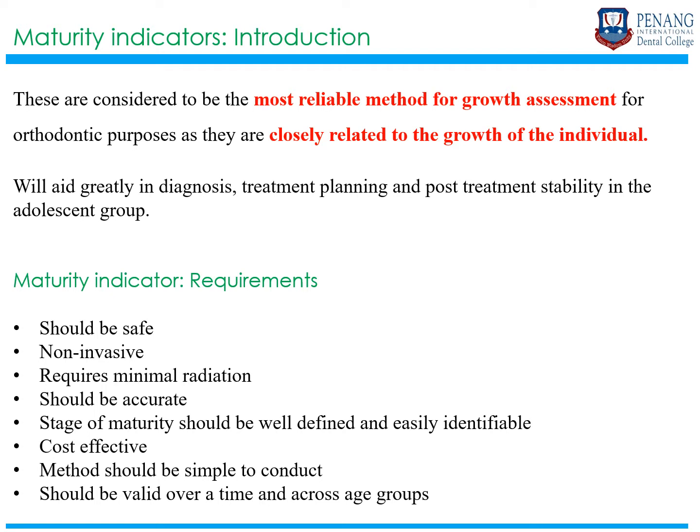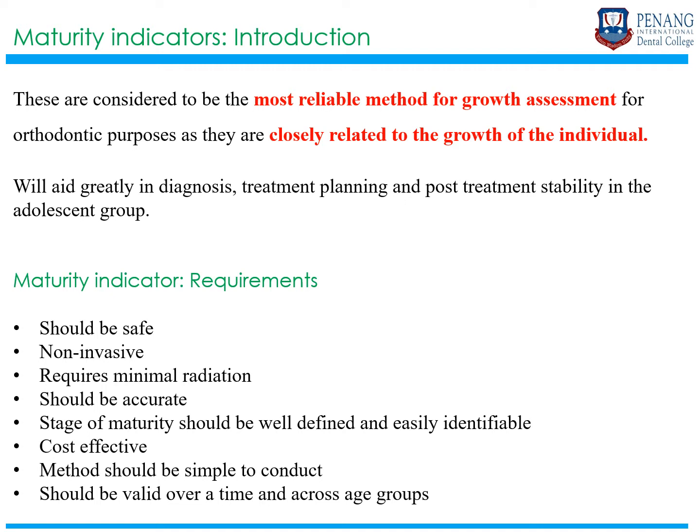So basically what happens here is by understanding maturity indicators, you're able to determine and also understand at what phase a particular individual is growing at, or at what phase a particular individual is currently at, and then you can decide on appropriate treatment mechanics.